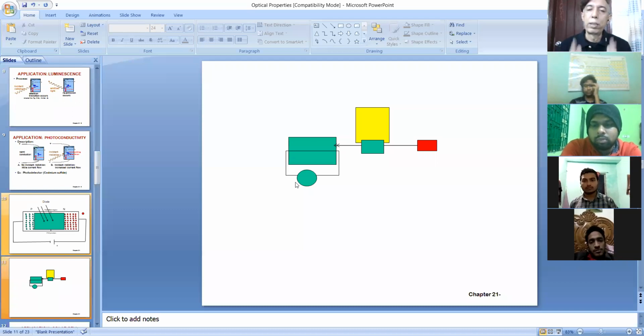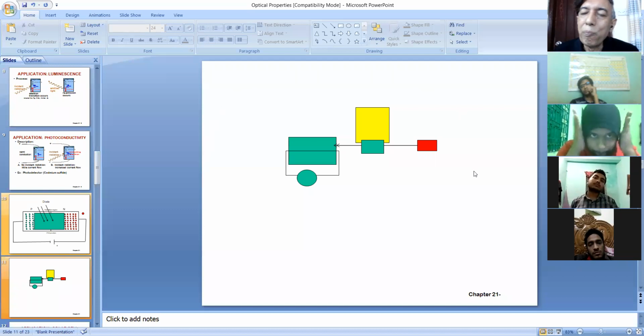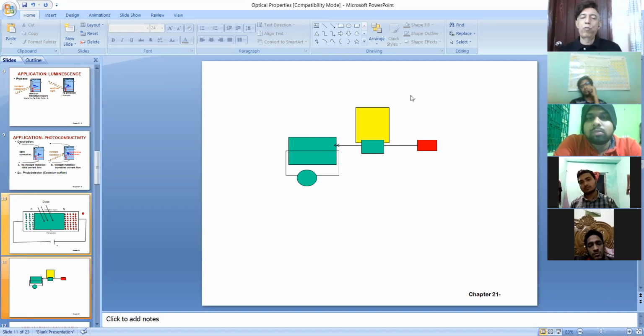So then you can tell somebody is obstructing the way of this infrared light, and you can take the measure for that. This is the alarm, made by using your photoconductivity or photovoltaic cell.